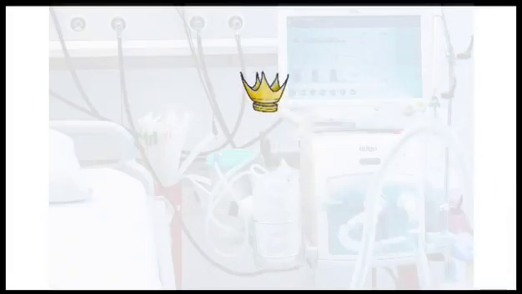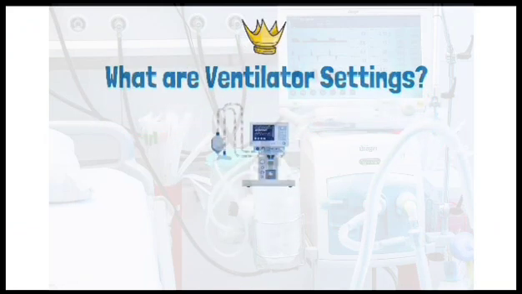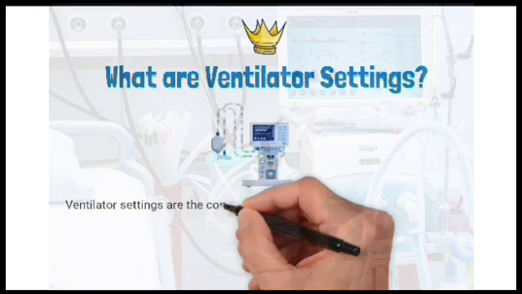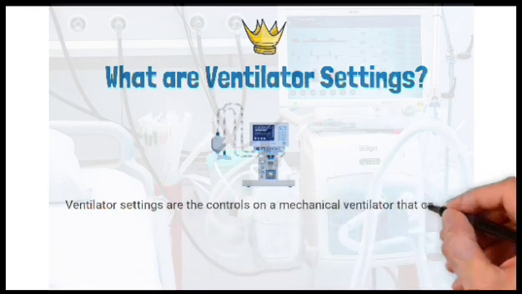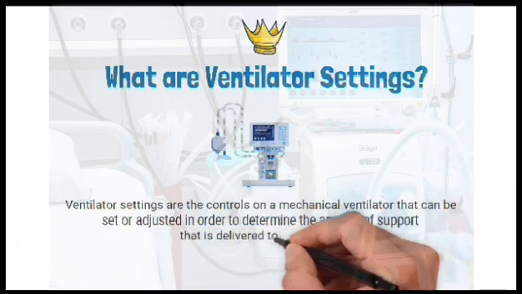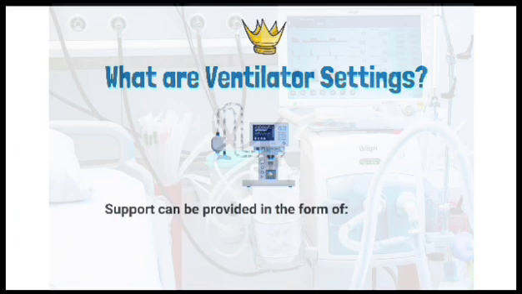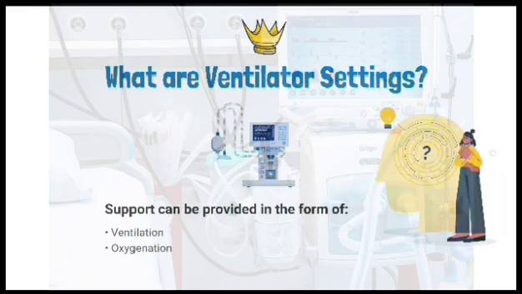First and foremost, what are ventilator settings? To give a brief definition, ventilator settings are the controls on a mechanical ventilator that can be set or adjusted in order to determine the amount of support that is delivered to the patient. Support can be provided in the form of ventilation and oxygenation. You must develop an understanding of how each setting can be adjusted in order to provide more or less of each type of support for the patient.